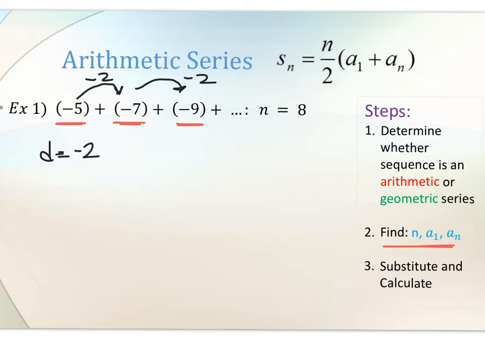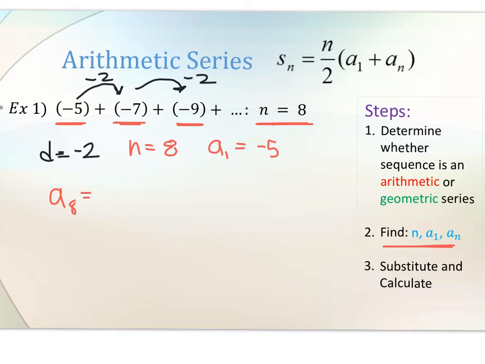So I'm going to go ahead and do that. I would look at n. The number of terms that I want is 8 terms. I need my first term, which in this case would be -5. And then I need my last term. Now this is where I'm going to have to use some of my other sequence stuff, where I have to go and find my 8th term. So even though it's not specifically in the equation, I actually have to go and find that. So I need to find a sub 8, and the way that I do that is using my explicit formula.